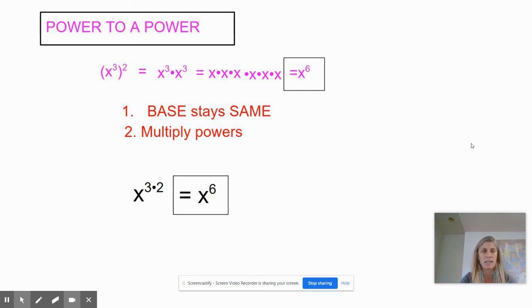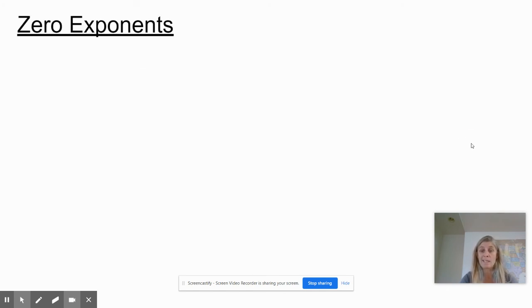However, like I said, unless you have them memorized and have practiced consistently, it's easy to make a mistake. So you have to make sure you have that page of notes out and you're looking for exactly what you're going to do. Okay, now we're going to go ahead and work on zero exponents.